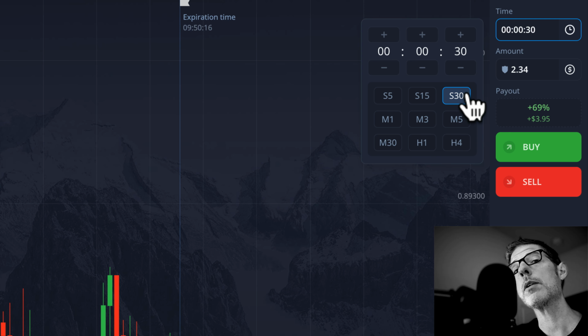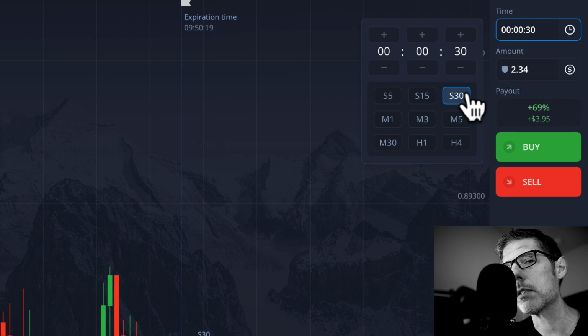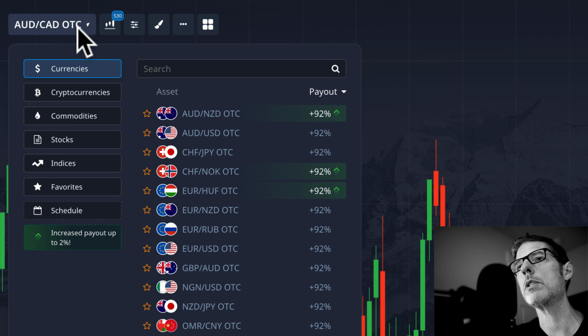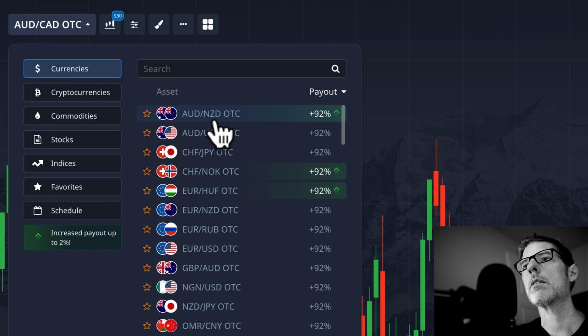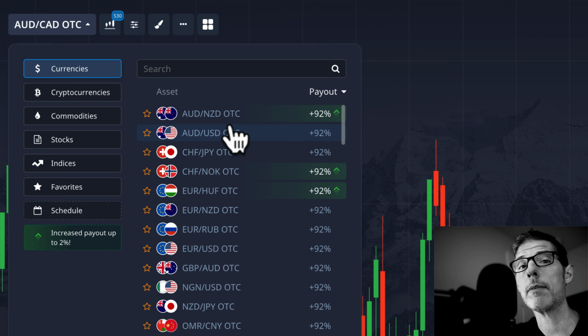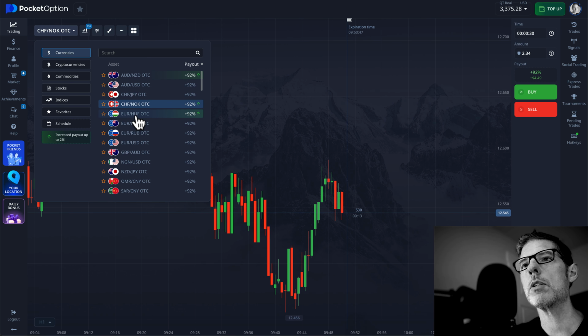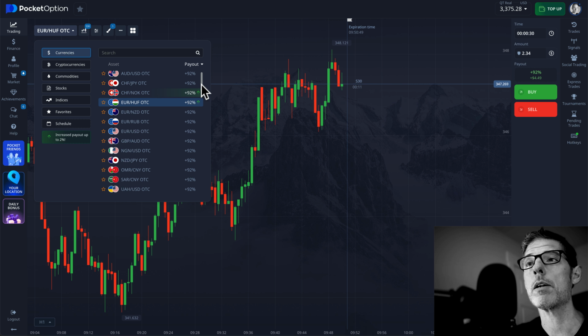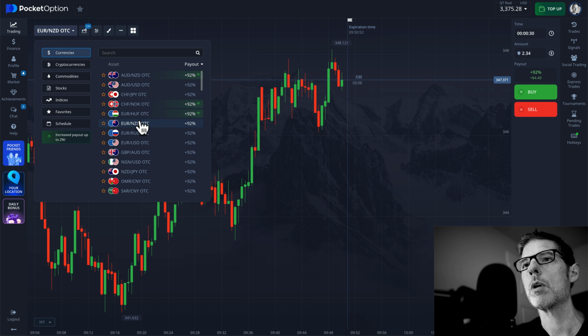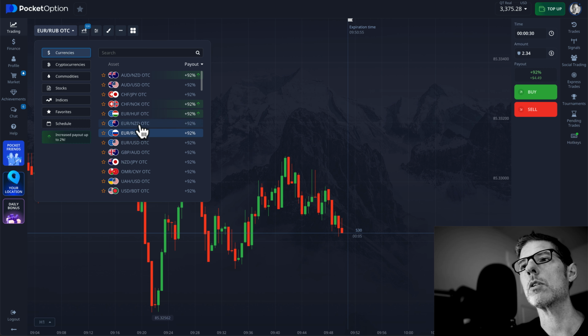And since we're working with an expiry that's less than 1 minute, we must make sure that we're using OTC markets. So if I'm selecting currencies, I'm using the currency pairs over here, preferably something that's paying out at 92%, because that is the most that Pocket Option is giving us. This is our return on our investment for our trades. So AUD NZD OTC, great. Lots of good options here to choose from, lots of pairs that are paying out at 92%, perfect. So we have plenty of price action here, look at that.